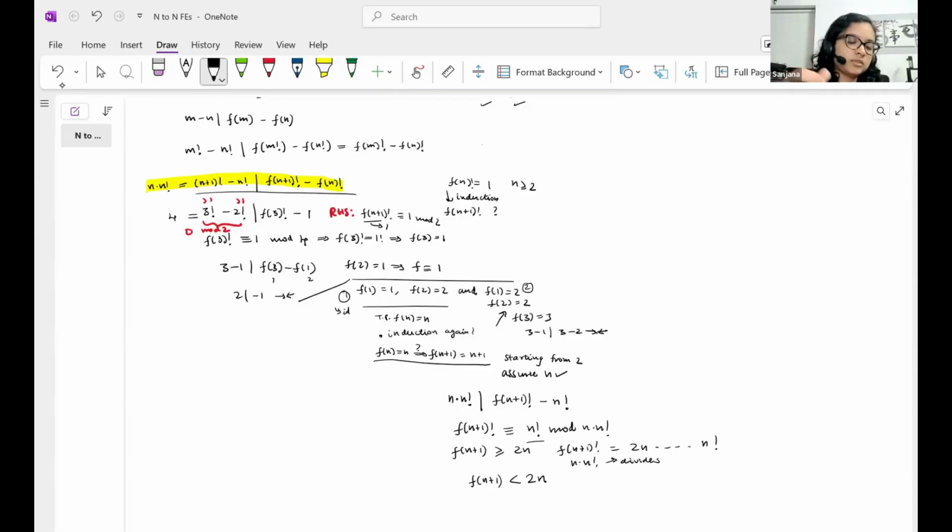Okay, let's also try using the initial identity. Maybe this could help. So, we know a lot of values, right? You can assume that everything is true from f of 2 onwards. You can assume f of 2 is 2 and all the way till f of n.